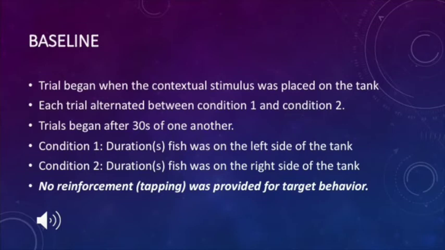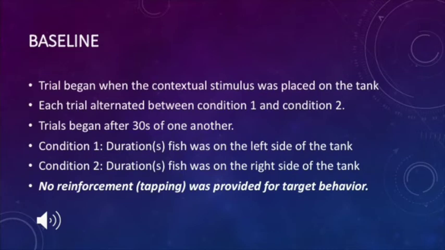Trials were alternated between conditions, and each trial was conducted 30 seconds after the termination of the previous trial. Time recording began as soon as the subject entered into the designated area of the apparatus for the specific procedural condition. Duration was recorded in seconds from the time the fish entered the designated area to the time the fish exited the designated area. Each trial was terminated upon the exit of the designated side of the tank.